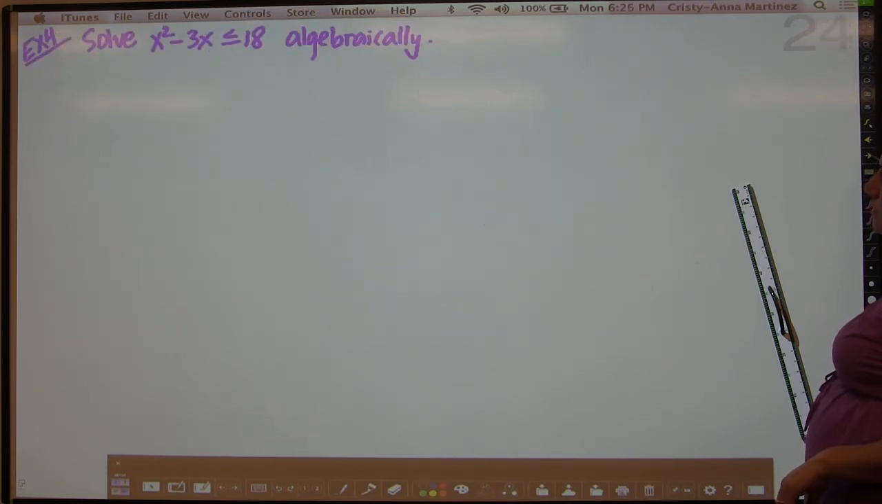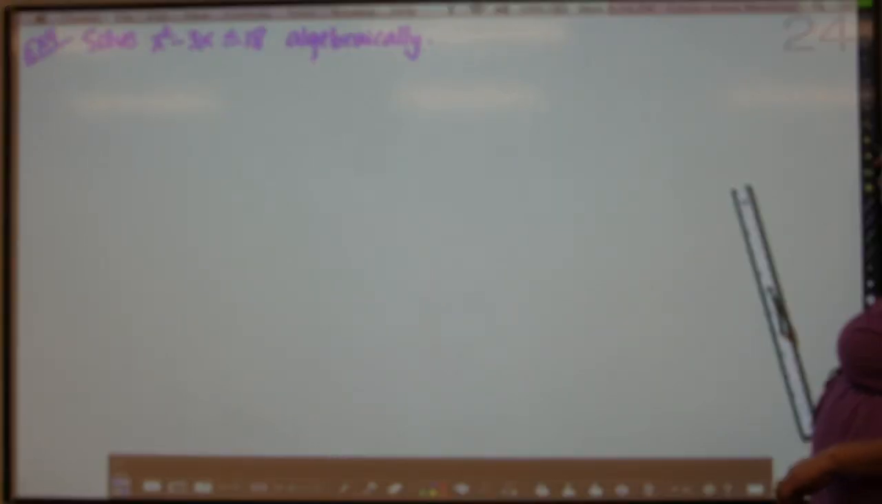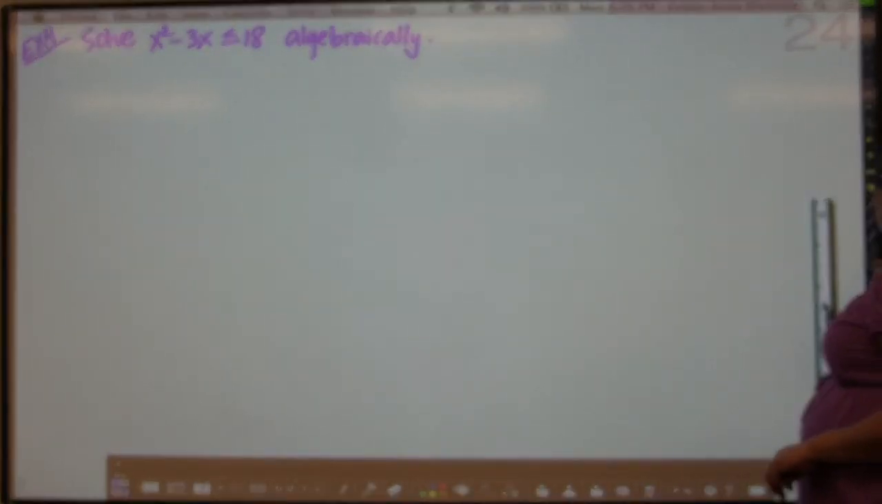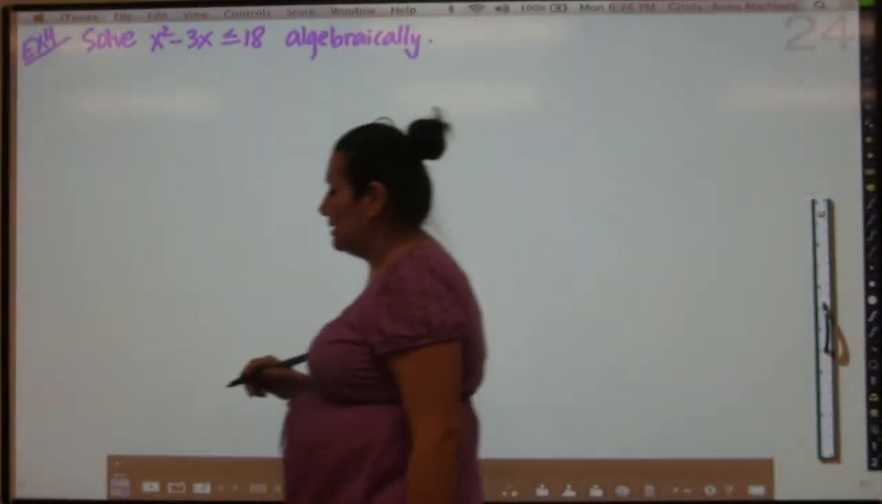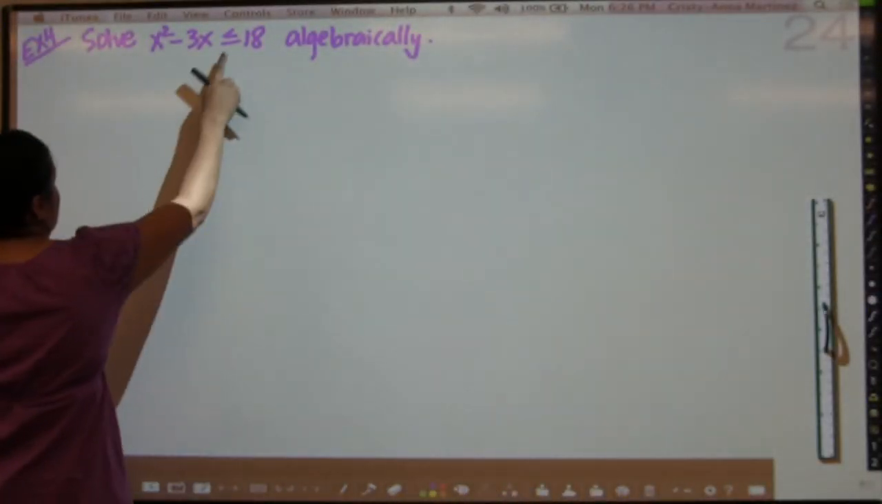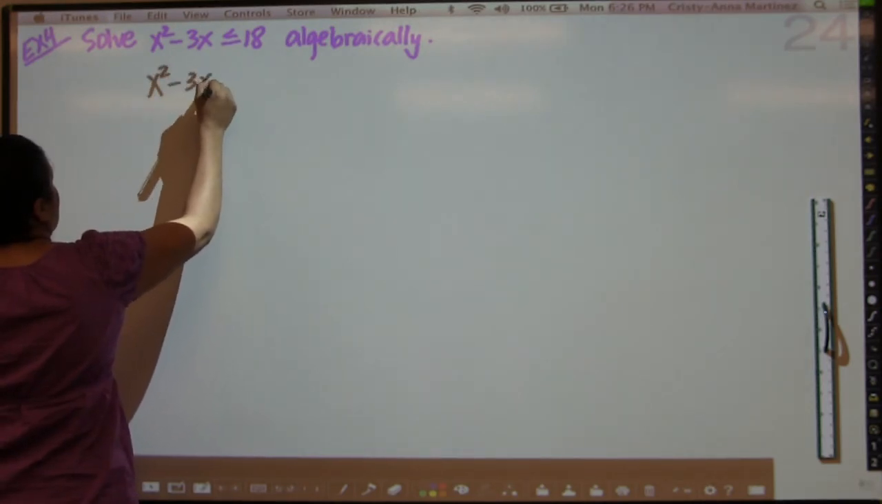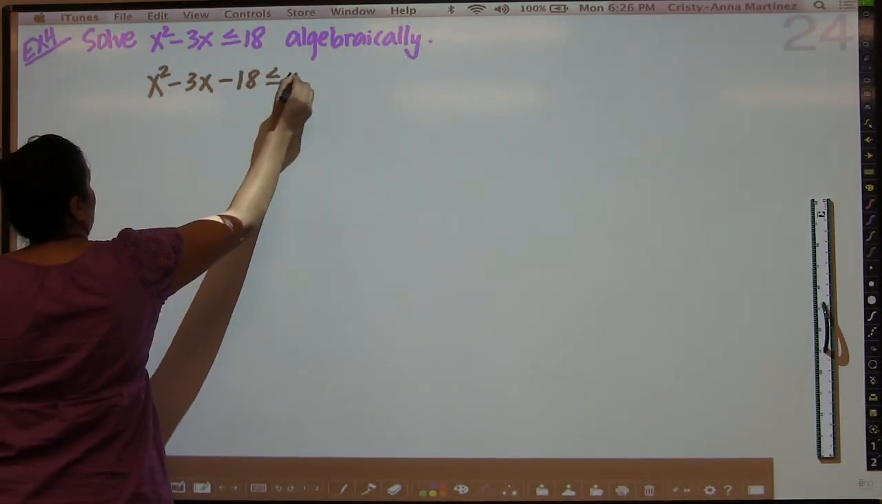Here we go. Example 4. So now I'm going to give you a little bit of a trick here, which I've already alluded to in the past. The first thing we have to do is make sure this is a 0, and it's not. So we're going to first do that. x squared minus 3x minus 18 less than or equal to 0.